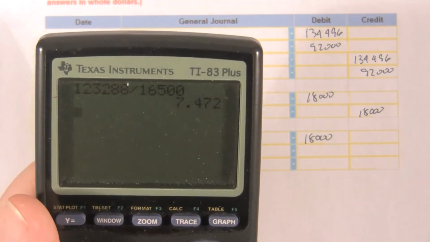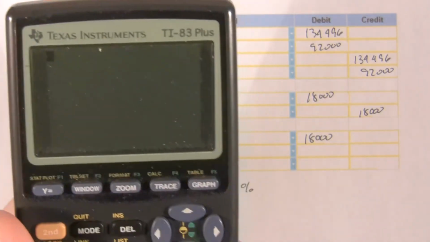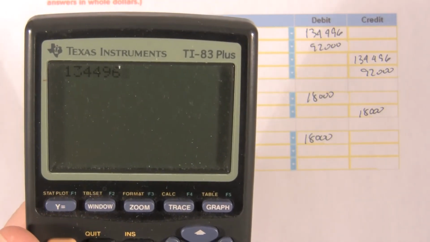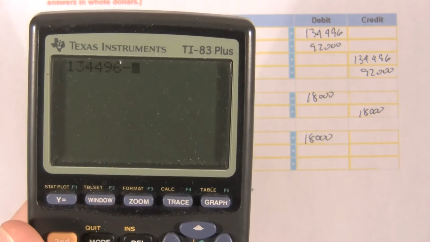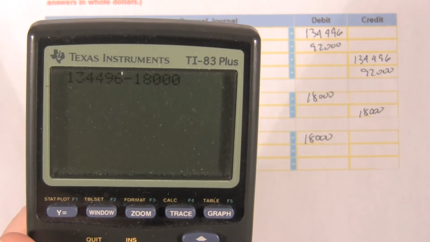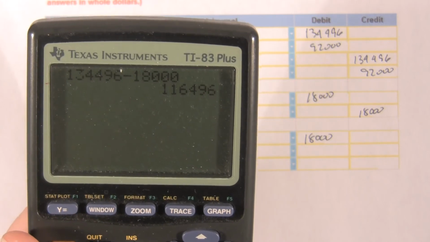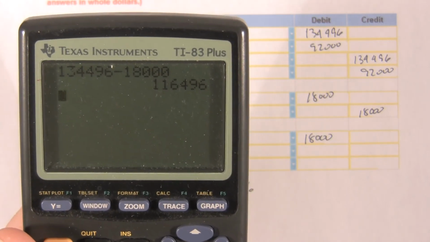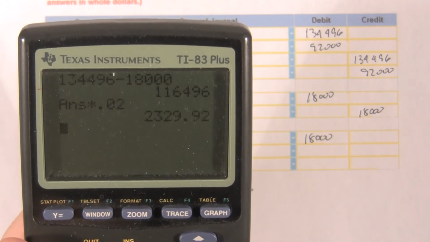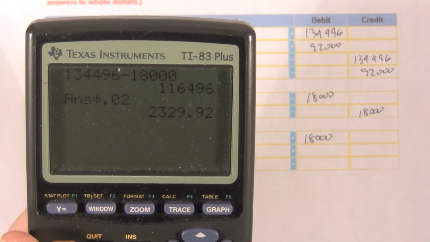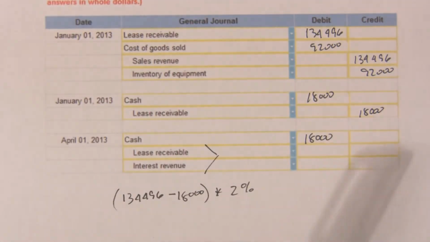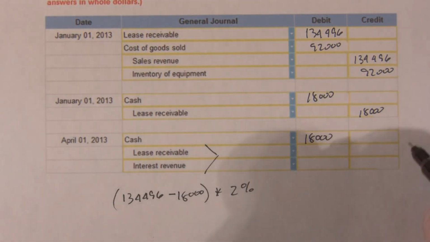And let's take a look and do this. We have 134,496 minus 18,000 is 116,496 times 0.02. That's 2,329.92, so the interest revenue is 2,330.